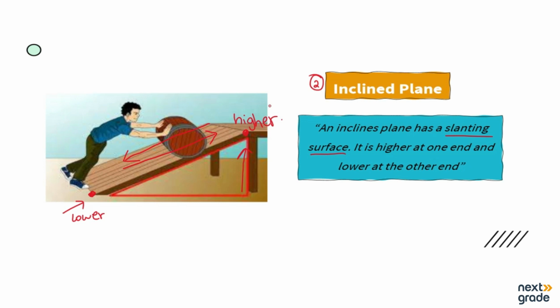All right. So some examples of an inclined plane are a ramp and a sloping road.